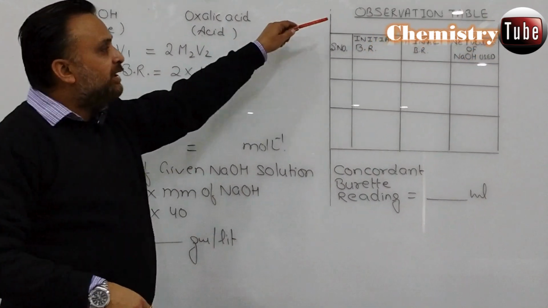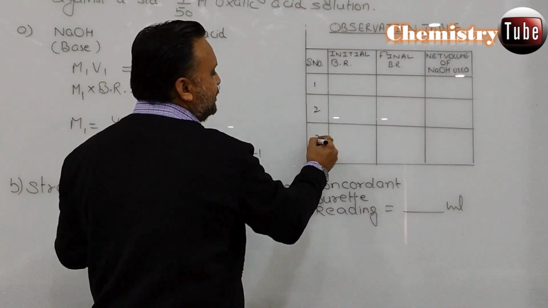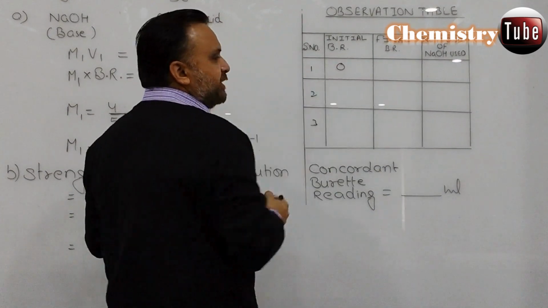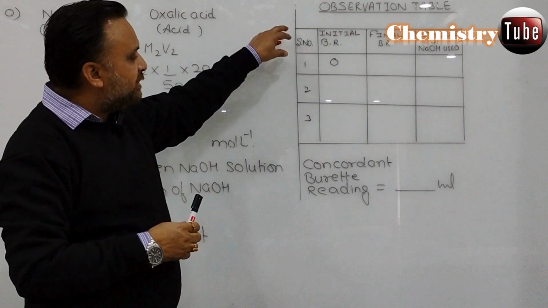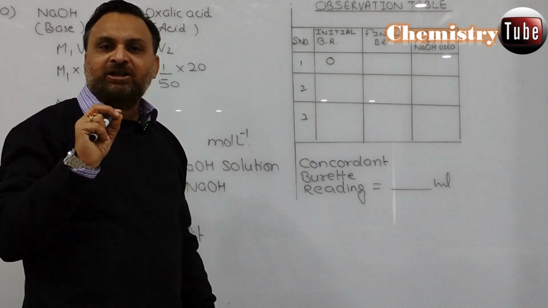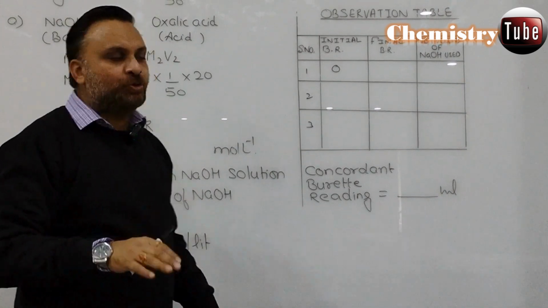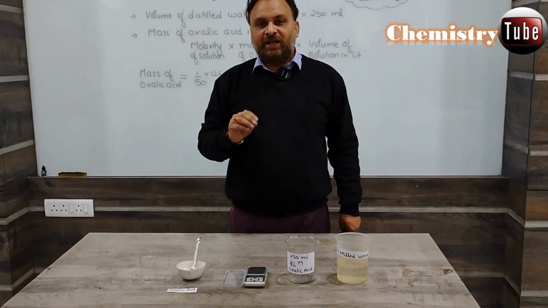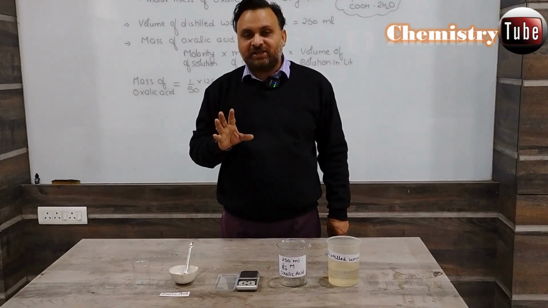Now we have an observation table here. In this observation table, we will take a minimum of 3 readings. Because our burette starts from 0, our initial burette reading will be 0, and whatever readings we obtain from our burette, we will fill in this observation table. And 2 similar burette readings are termed concordant burette readings, and these concordant burette readings can be used in this formula.